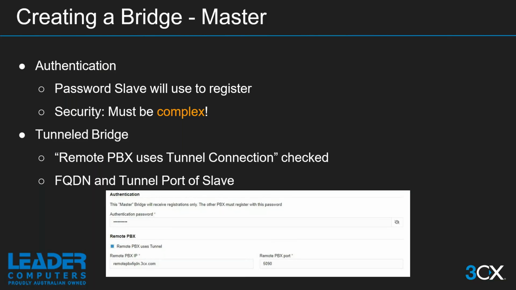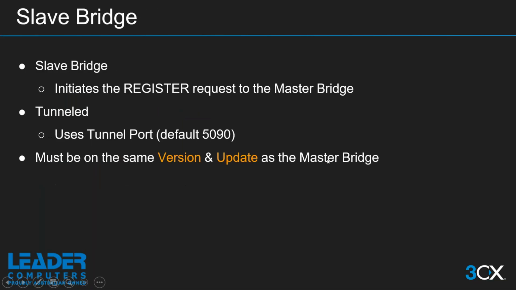So make sure the password is complex. And the tunnel bridge, so the remote PBX uses tunnel connection check and FQDN and tunnel ports of the slave. So basically you'll be entering the FQDN of the remote PBX, which is the other 3CX, and the tunnel port. So basically now the master knows this is the 3CX and this is the password that I authenticate with, this is the virtual extension number, and this is the port that I need to talk to. So that's basically that.